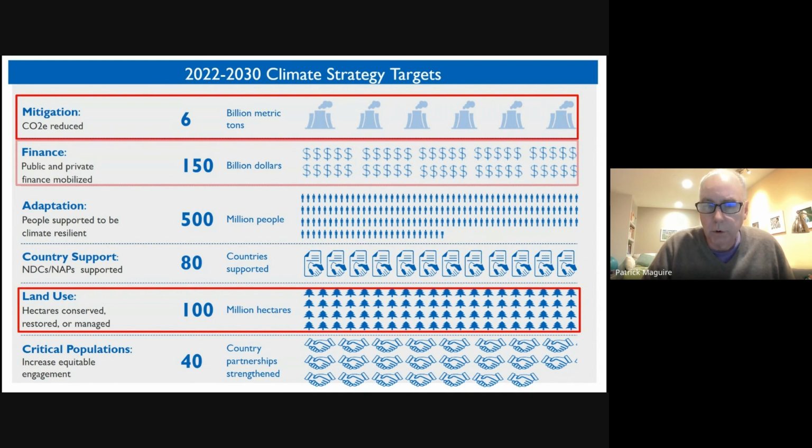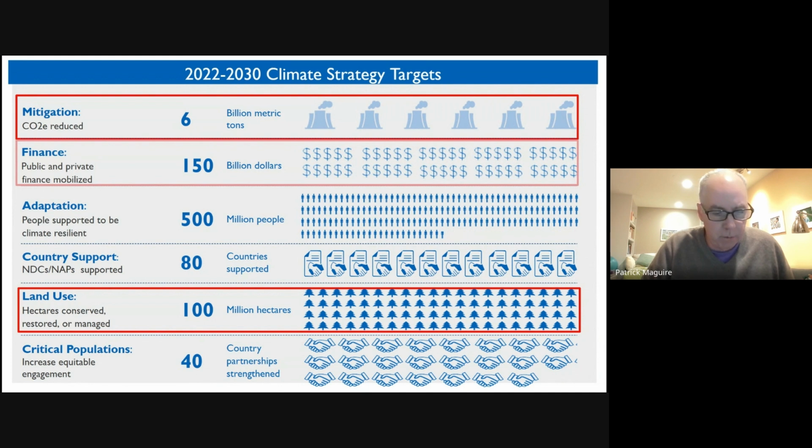So that's why the reporting around this is so critical to ensure that we're capturing all the good work that's being done and all these tons sequestered or reduced. And then, let me jump down to the bottom. The one that's outlined in the heavier red is land use. So hectares under improved management as it relates to sustainable landscapes, 100 million hectares. That's all coming from natural climate solutions. So again, it's why it's so critical to capture this.